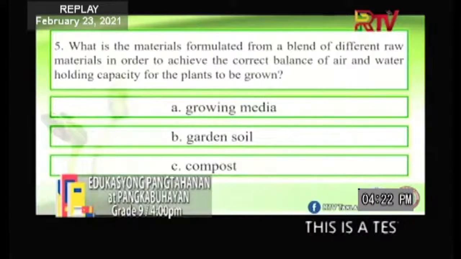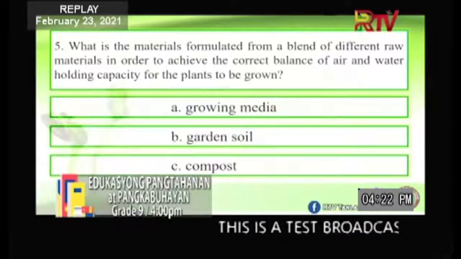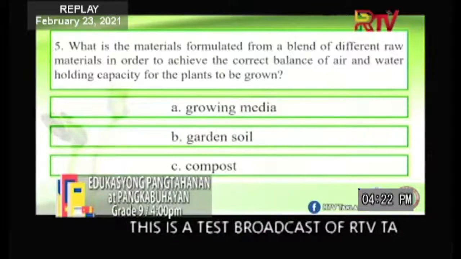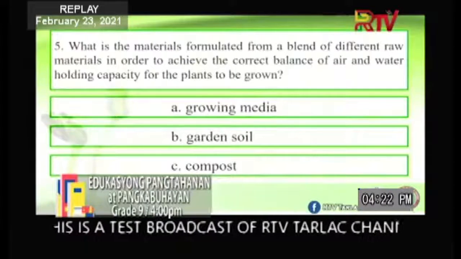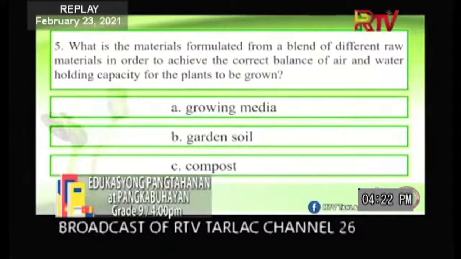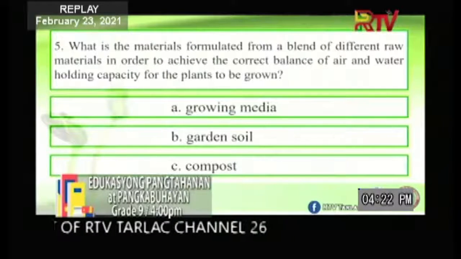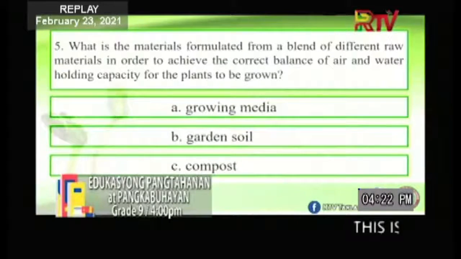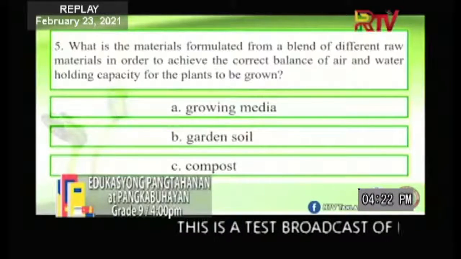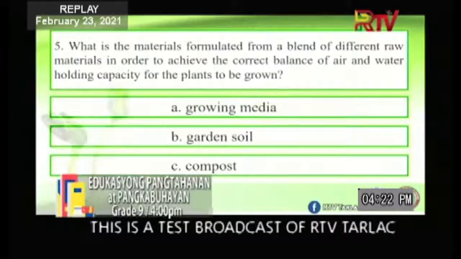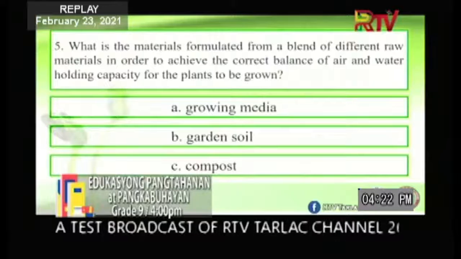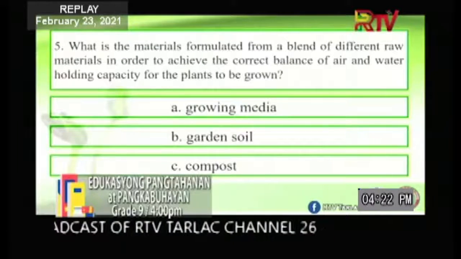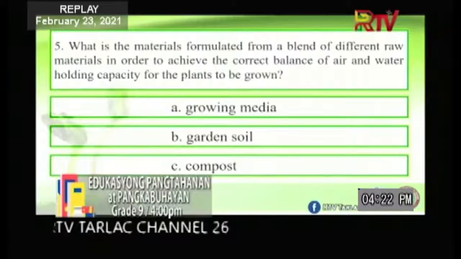Number 5. What are the materials formulated from a blend of different raw materials in order to achieve the correct balance of air and water holding capacity for the plants to be grown? A. Growing media. B. Garden soil. C. Compost. I repeat. What are the materials formulated from a blend of different raw materials in order to achieve the correct balance of air and water holding capacity for the plants to be grown? A. Growing media. B. Garden soil. C. Compost.